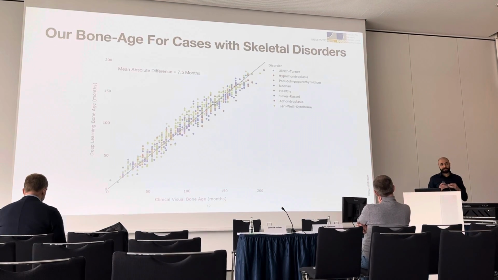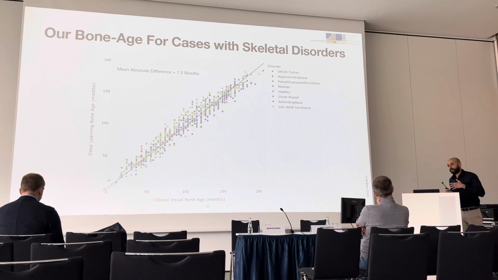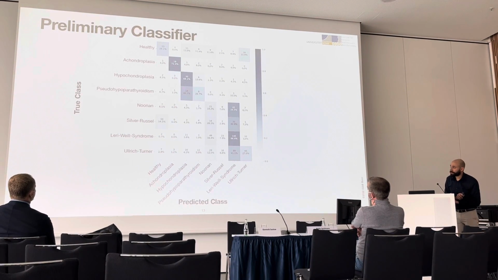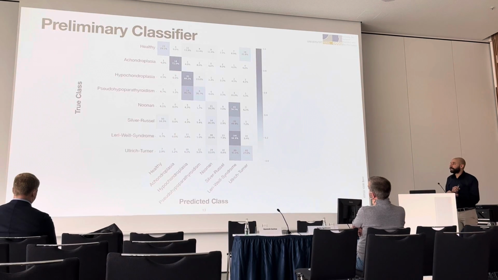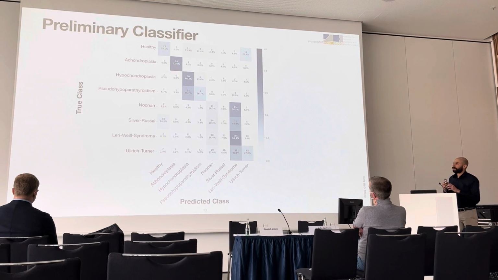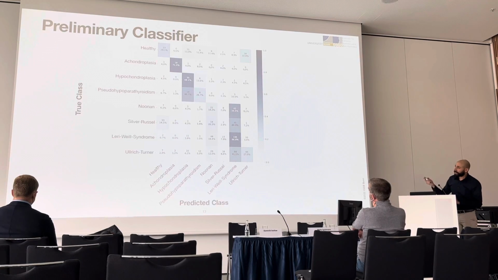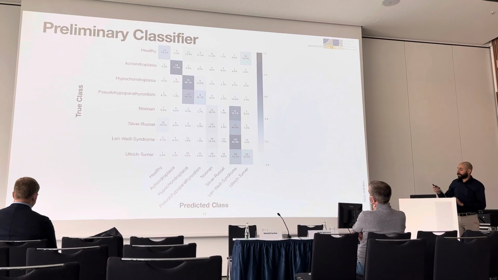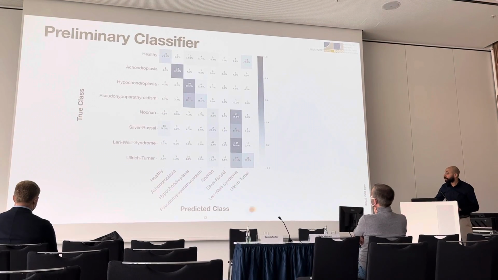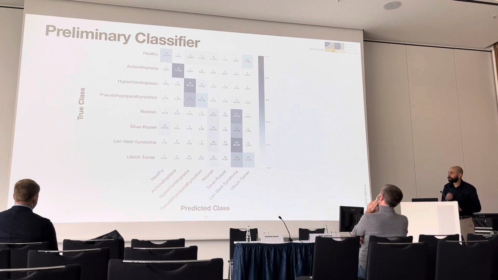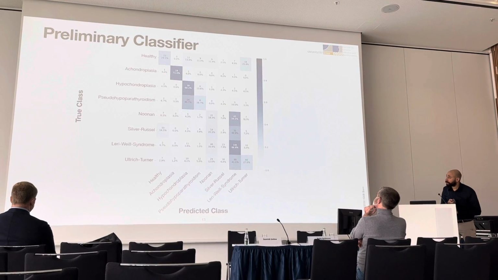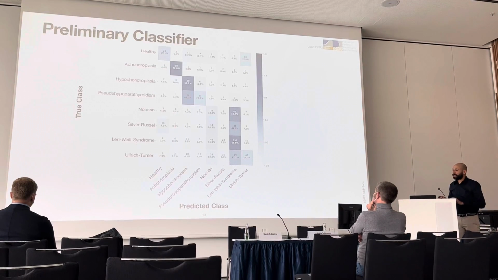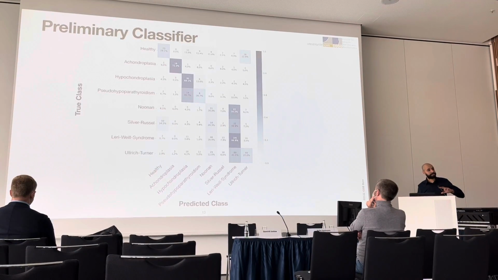Now we move to the transfer learning part, and then we trained a preliminary classifier for the classification of disorders. This is preliminary, and we see different accuracies for different classes. This is a confusion matrix. On the diagonal of this confusion matrix, we see the accuracy of different classes, ranging from just 3% to 70%. On the non-diagonal ones, we can see how the model confuses different classes.